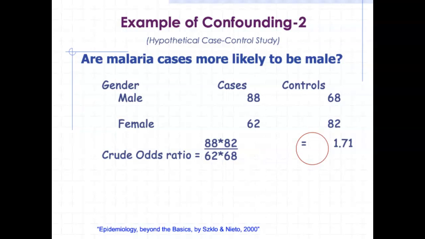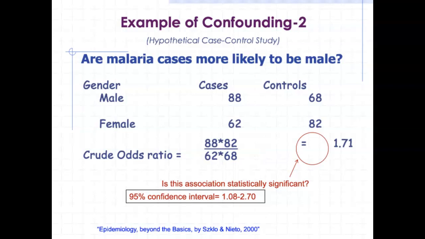So when I plug in the numbers, what I find is that I get an odds ratio of 1.71. I would interpret this by saying cases are 1.7 times as likely to be male compared to the controls. Alternatively, cases are 71% more likely to be male than controls. But I would describe this as a positive association. Now, in the real world, if I was actually looking at this, I would calculate my 95% confidence intervals to determine whether this result I got was statistically significant.